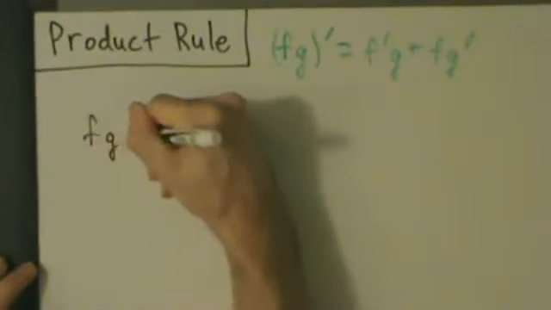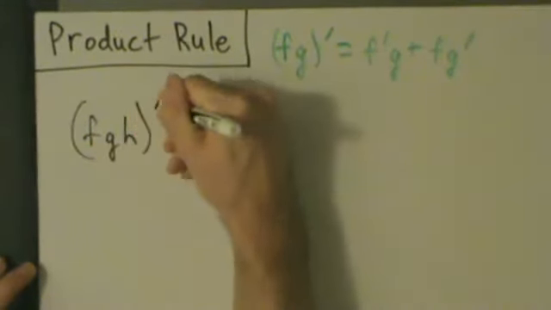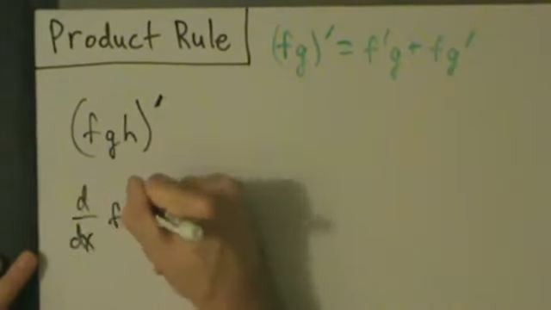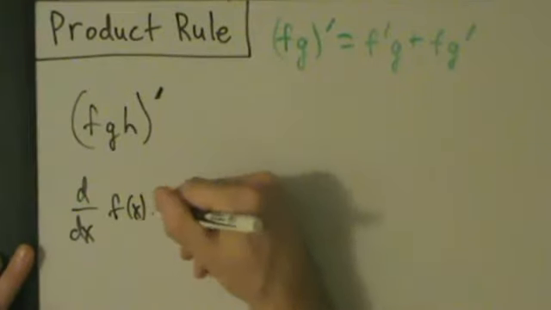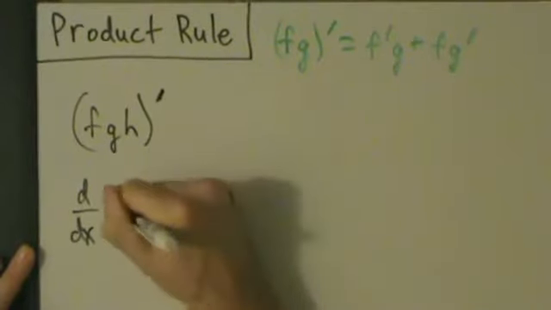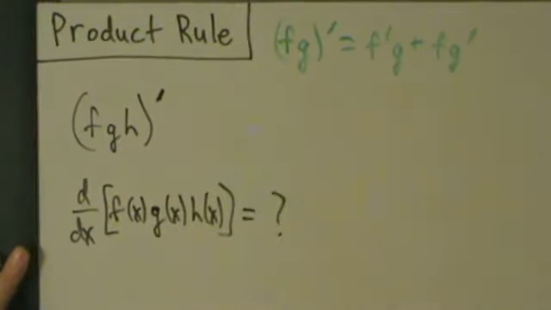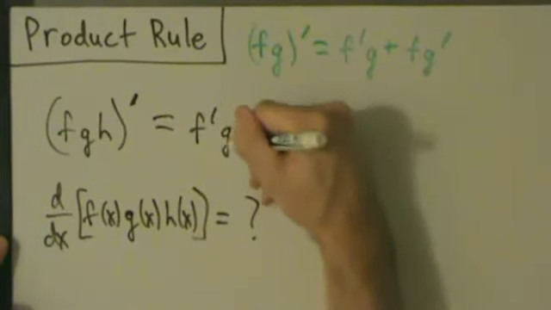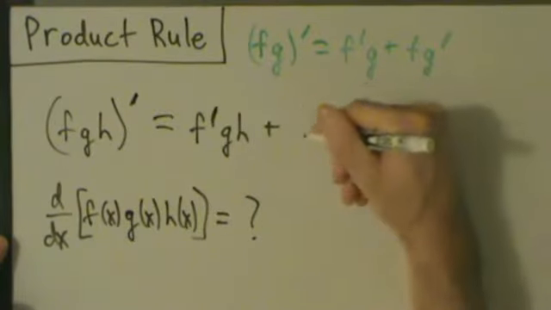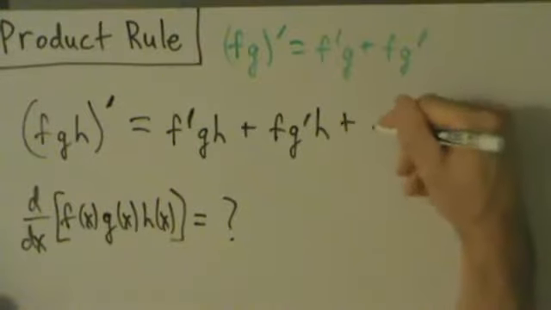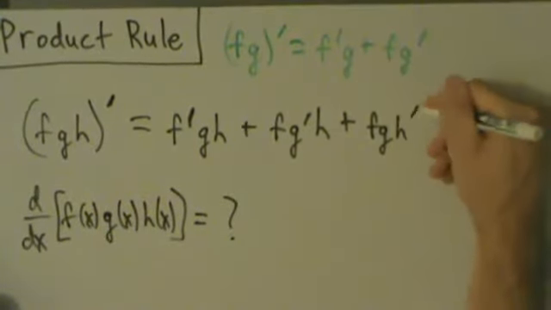What if you have a product of three things? In other words, what if you have f, g, h, where these are all functions of x? So what's d/dx of f of x times g of x times h of x? Well, this is actually going to be the derivative of f times g times h, plus f times the derivative of g times h, plus fg times the derivative of h. Okay?